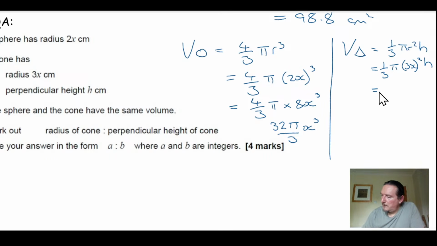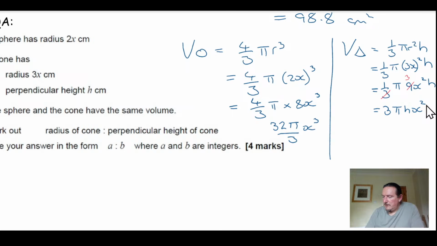Okay, so then multiplying that out. Again, remember I'm going to have to square the 3 and square the x. So that's going to give me 1/3 of pi times 9x squared h. So this time I can cancel that 3 into the 9 and give me 3. So that simplifies down to 3 pi hx squared, like that. Okay?